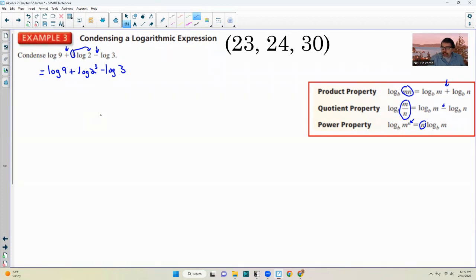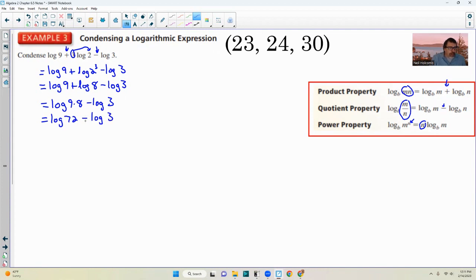And then I can simplify this. I'm going to do it in 2 steps. I'm going to leave this. I'm going to say the log of 9 plus the log, and 2 cubed is 2 times 2 times 2, which is 8, minus log 3. Now with the addition, that becomes multiplication. So that's going to become the log of 9 times 8. I'm going to show all my work because I'm new at this. Okay, well, not really, but you are. And the log of 9 times 8 is the log of 72 minus the log of 3.